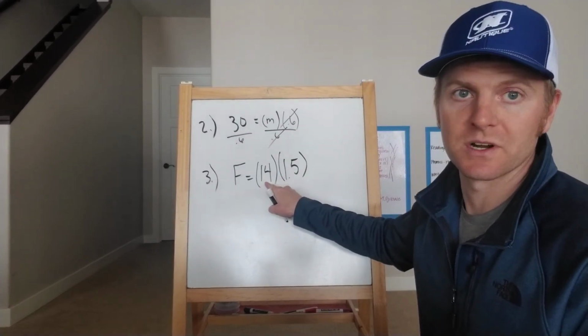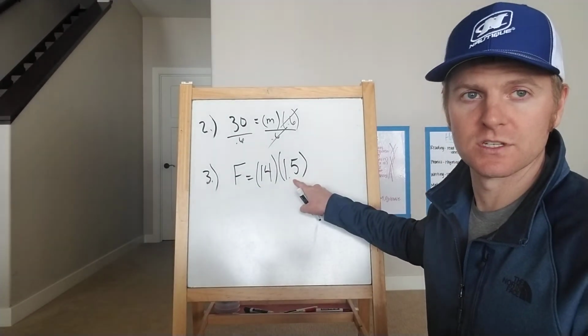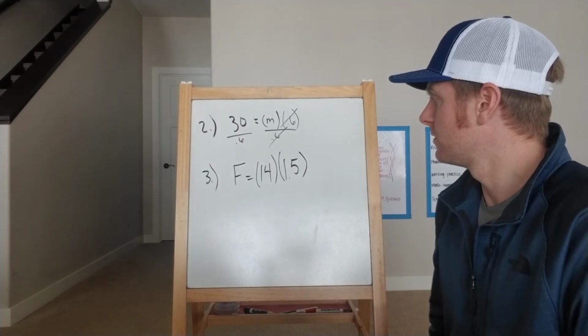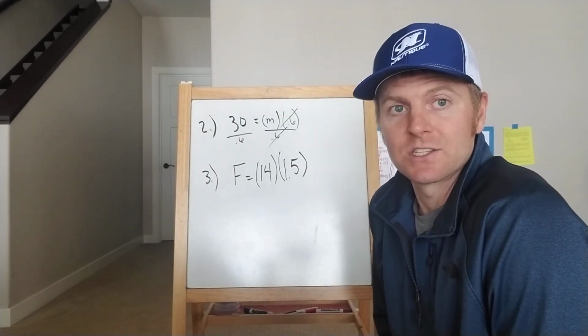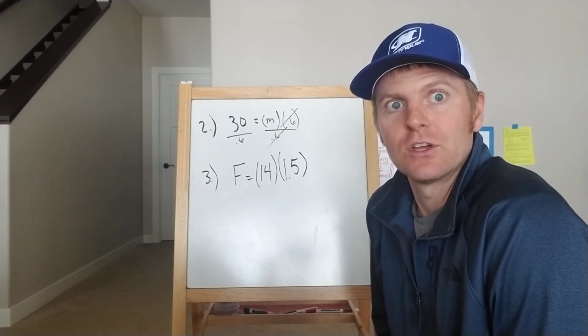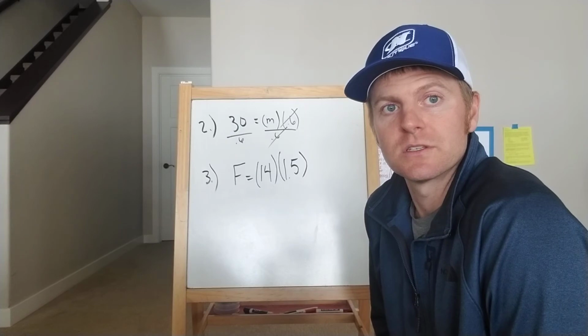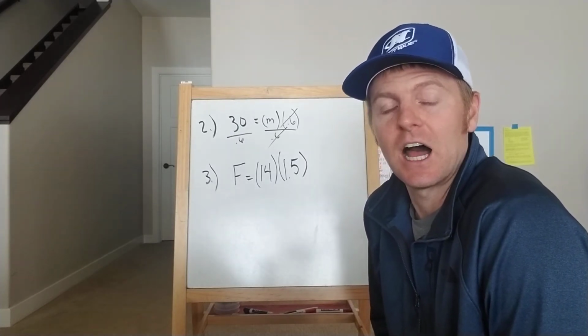Once again, this was our mass, which is in kilograms, and this is our acceleration, which is in meters per second squared. So all you need to do is multiply those two together, and that'll give you your answer. Hint, it's 21. And since it's a force, your unit should be newtons. Hope this is helpful. That's Newton's second law of motion.